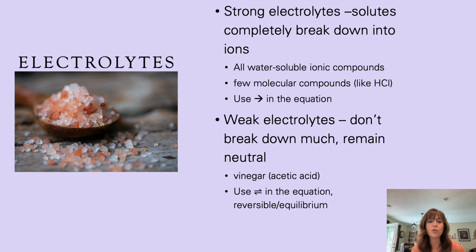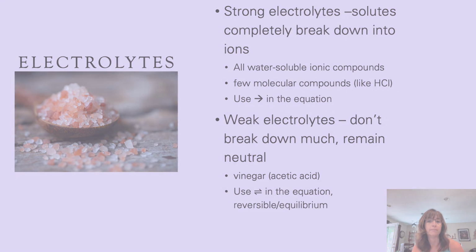Weak electrolytes don't break down as much. Now they do make some ions, but not very much. I mean, we're talking like maybe 1.8 times 10 to the negative 5th, not very many. Most of it just remains neutral molecules. Some examples would be vinegar, acetic acid. And because these don't break down all the way, when we write an equation, we use the reversible arrows, meaning that it's a reversible equation and equilibrium rules apply.